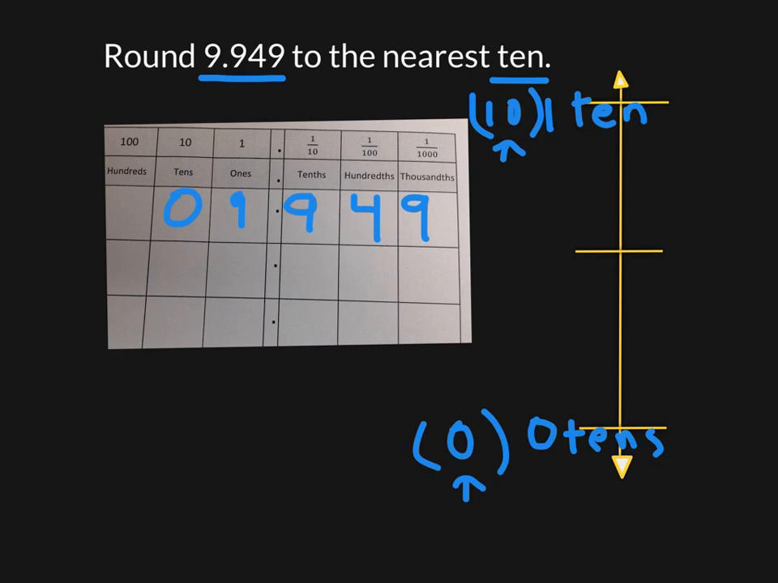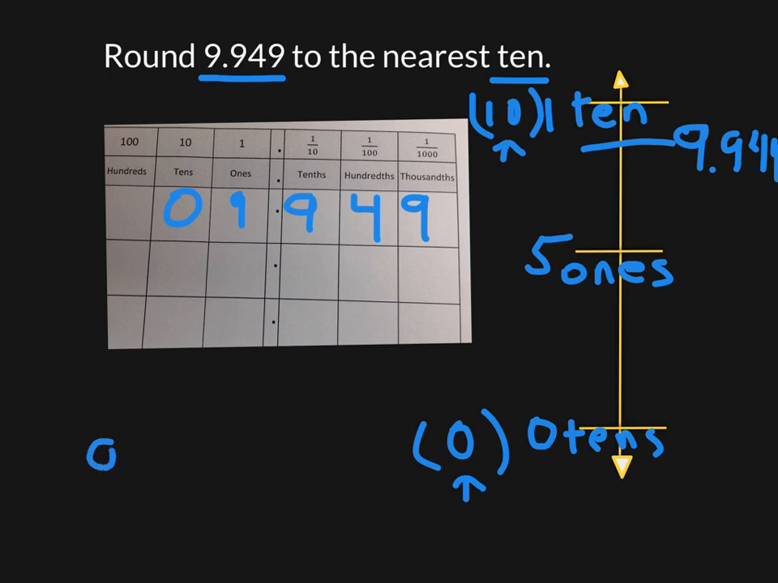Halfway between 0 and 10 will be 1/2 of a 10, which happens to be 5 ones. And I've got a 9 in the ones place. 9 ones will be greater than 5 ones, so I know that it's going to go up here somewhere, pretty close to 10. Oops, my finger's not working quite right. 9 and 949 thousandths will be right here, and of course it's going to round up to the full 10.